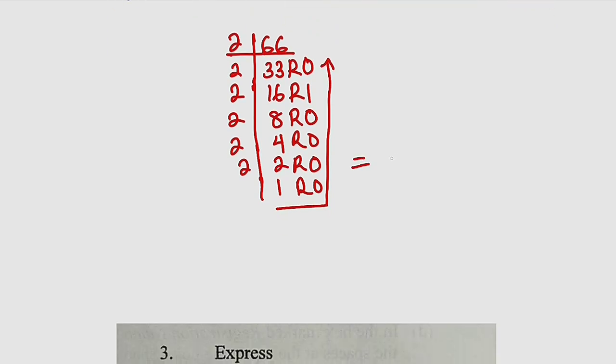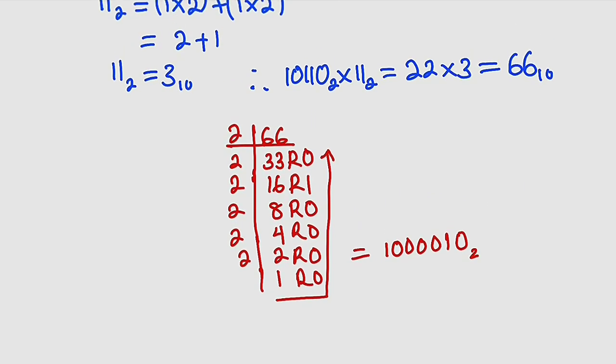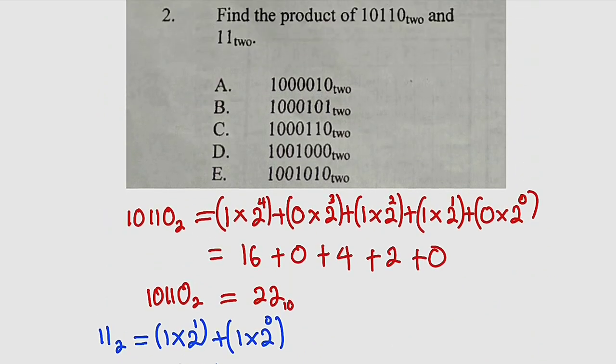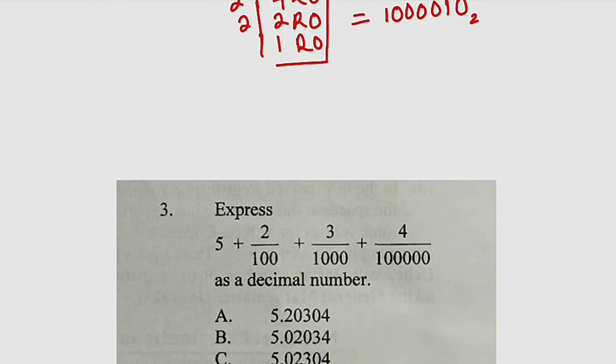So this would be what? 1 0 0 0 0 1 0 base 2. So let's go ahead and find out the right option. We have 1, 4 zeros, 1 0. 1, 4 zeros, 1 0, which is option A. Now let us move on to question number 3.